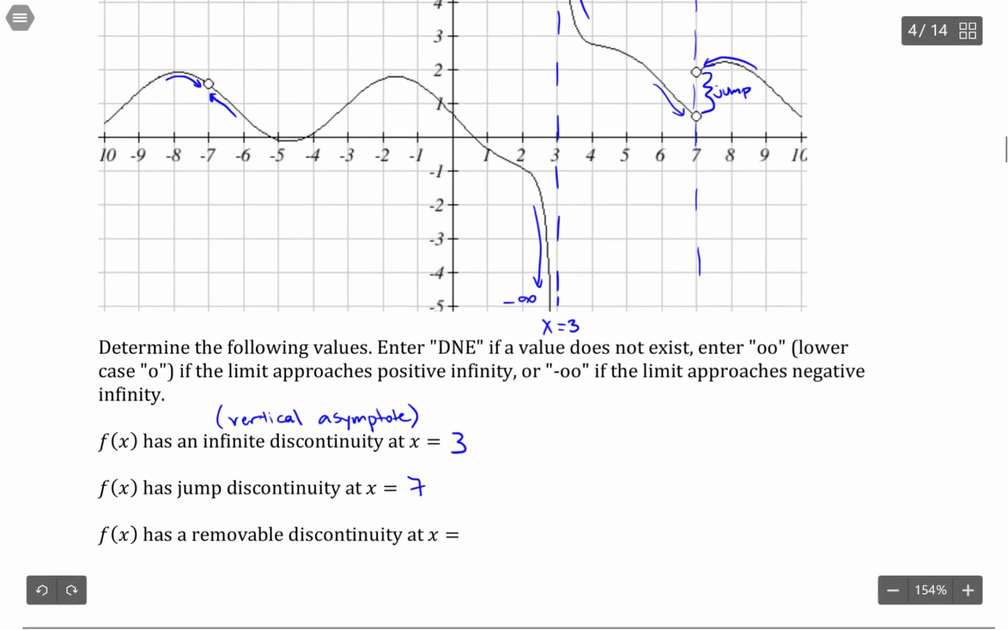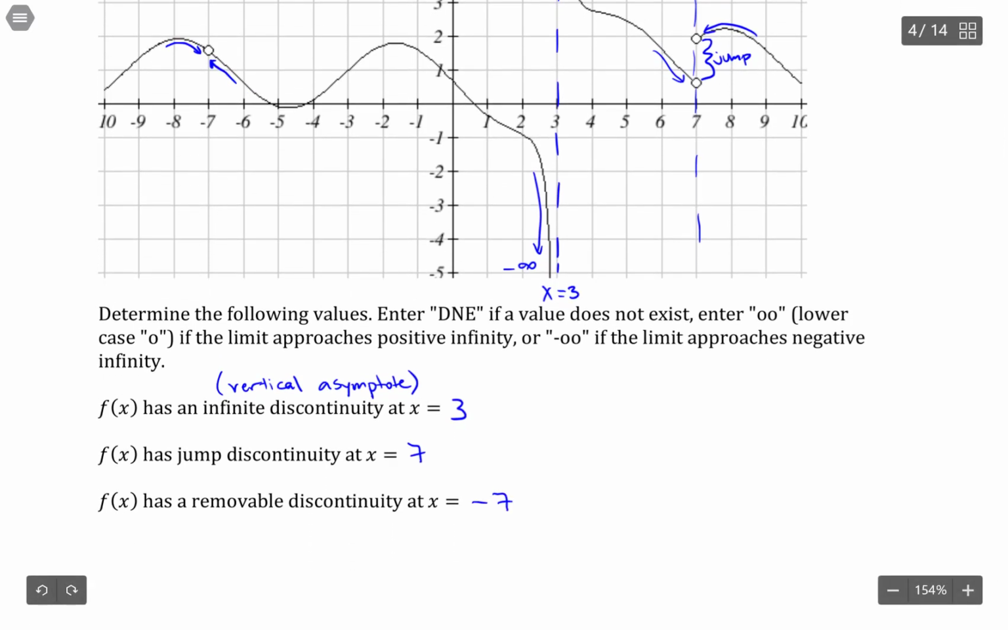So at -7, we have a hole, and that is a removable discontinuity.